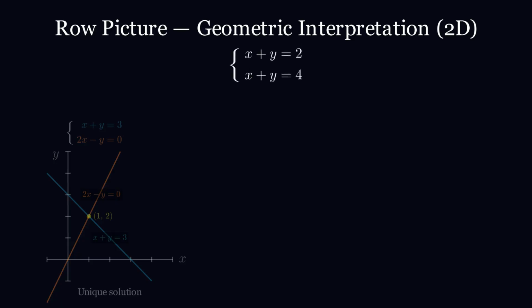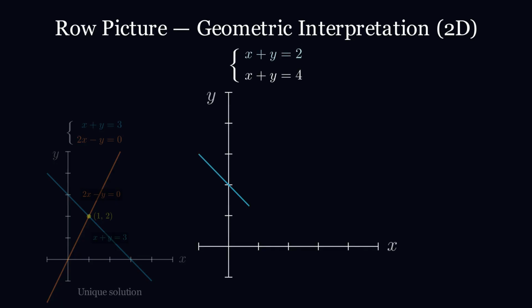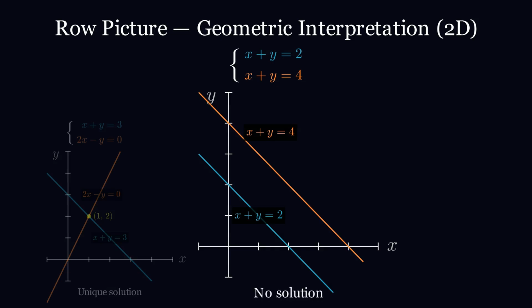Now, consider this system. Again, we draw both lines. These two lines have the same slope but different intercepts, so they are parallel, and we know that parallel lines never intersect. That means there is no solution for this linear system.